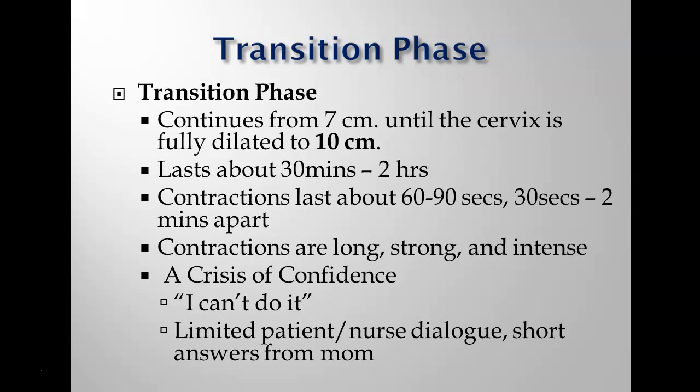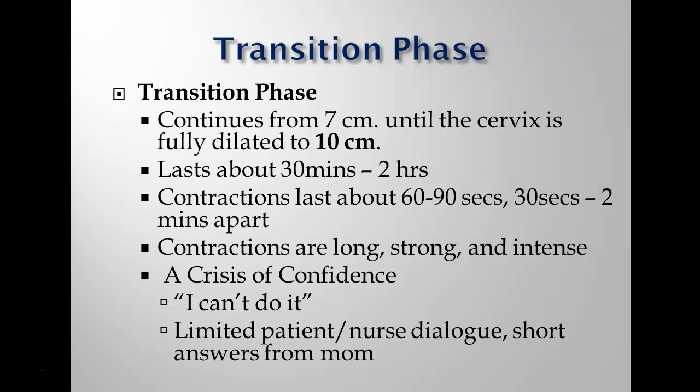In the transition phase, this is the continuation of dilatation from 7 centimeters until the cervix is fully dilated at 10. This will last a short period of time, anywhere between 30 minutes to 2 hours. The contractions will be longer. They'll last 60 to 90 seconds. They will be more frequent. They'll be every 30 seconds to 2 minutes apart, and they are very long, strong, and intense at this point.